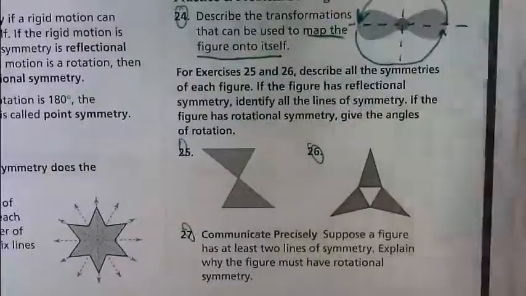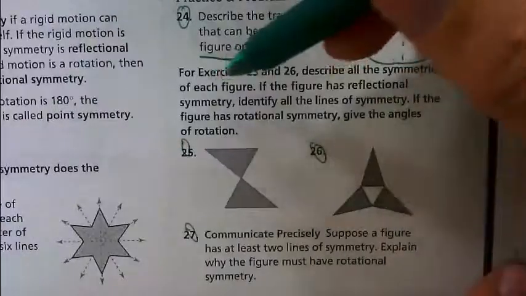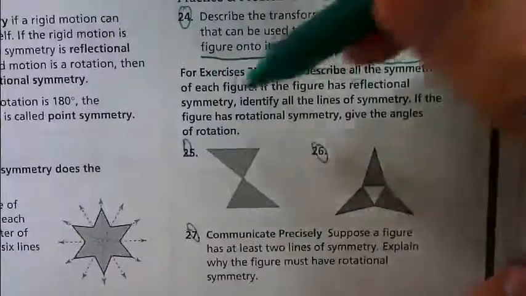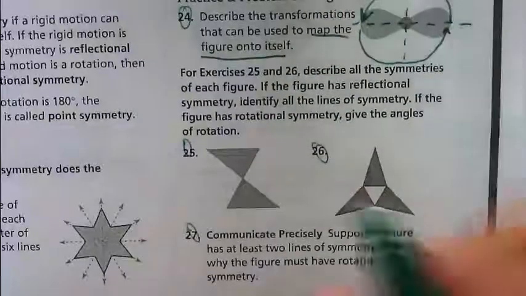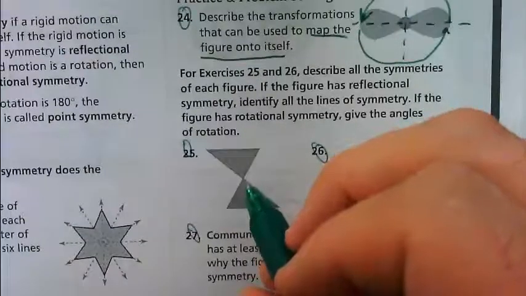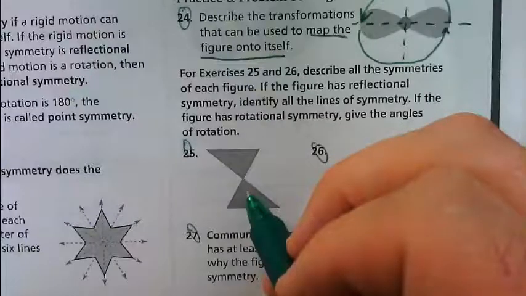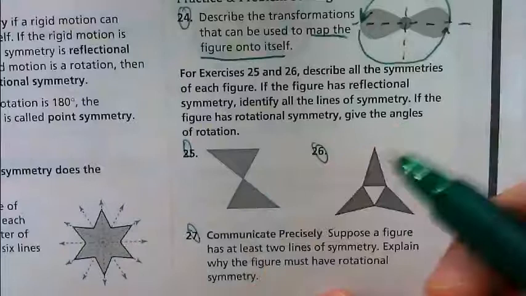All right, 25 and 26. Describe all the symmetries of each figure. If the figure has reflectional symmetry, identify all the lines of symmetry. If it has rotational symmetry, give the angles of rotation. So, on this one, is there line symmetry? No. There's no way that you can do that where it has line symmetry.